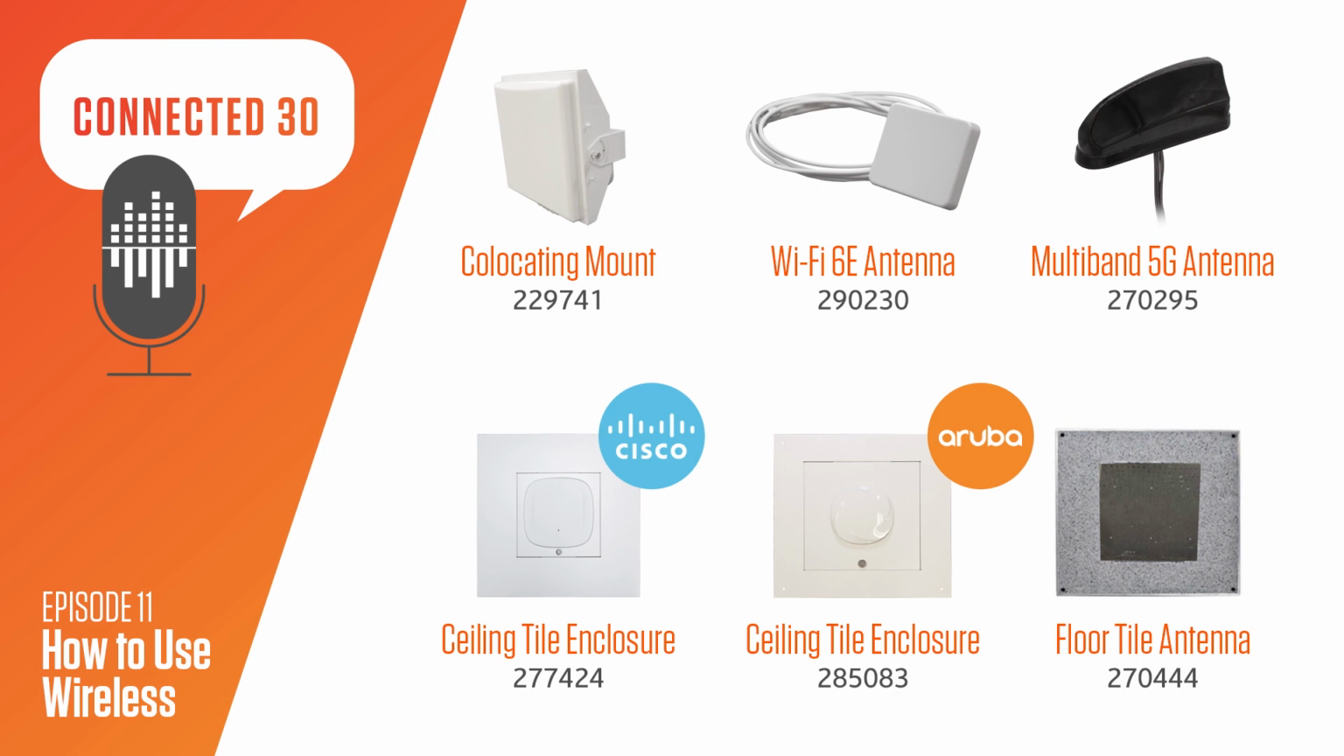And by the way, we do have some customers that have done this already. We have a floor tile that's 6E capable. So instead of a dual band 2.4 and 5 gig design, we have a tri-band design, 2.4, 5, and also 6 gigahertz, which covers that 6E frequency spectrum.